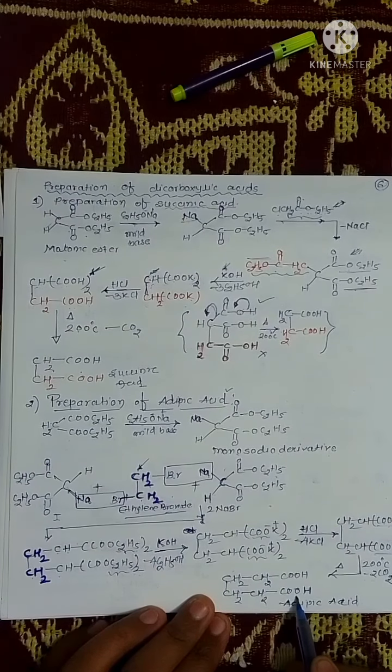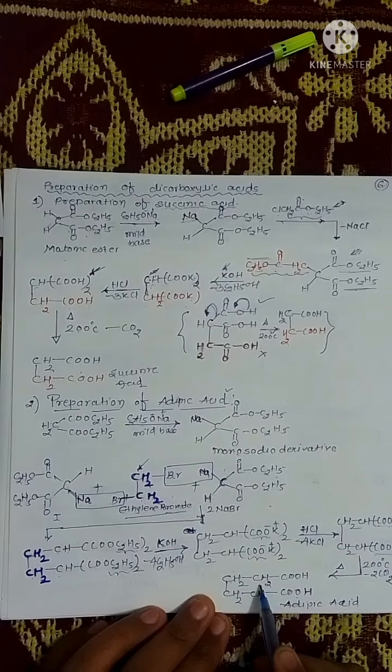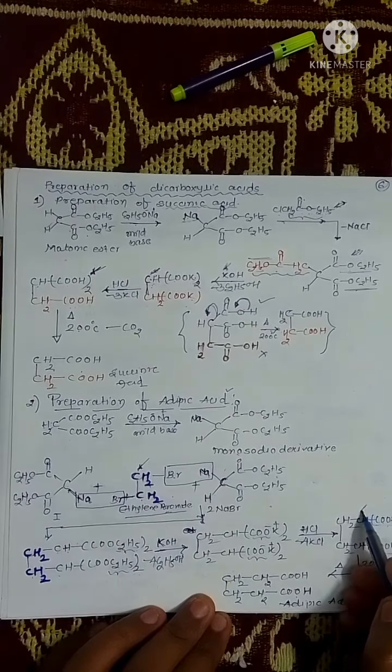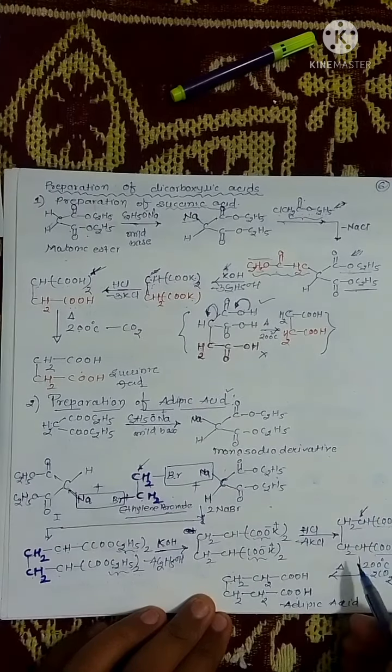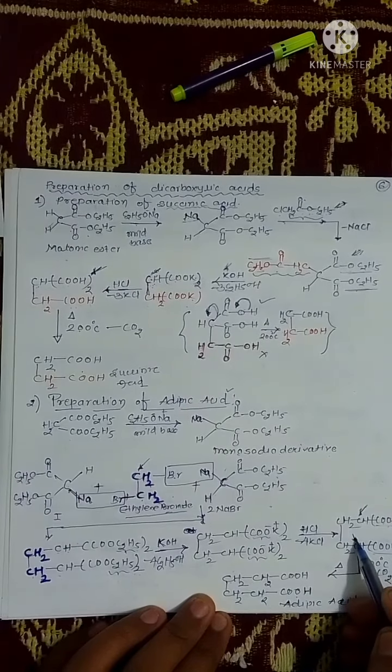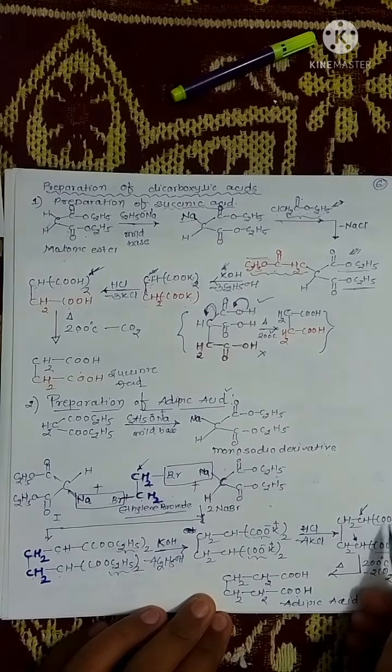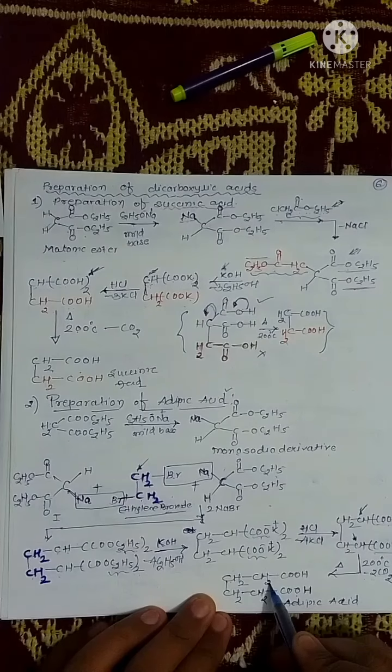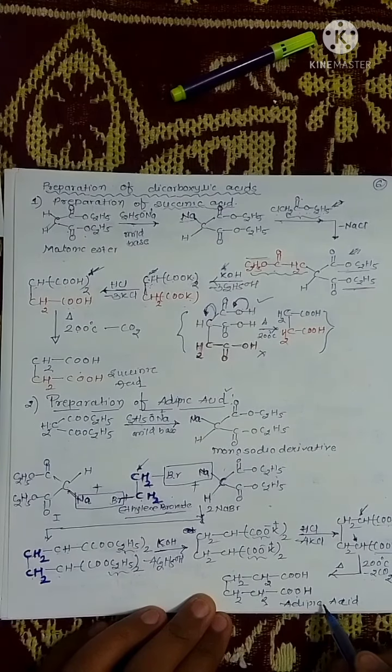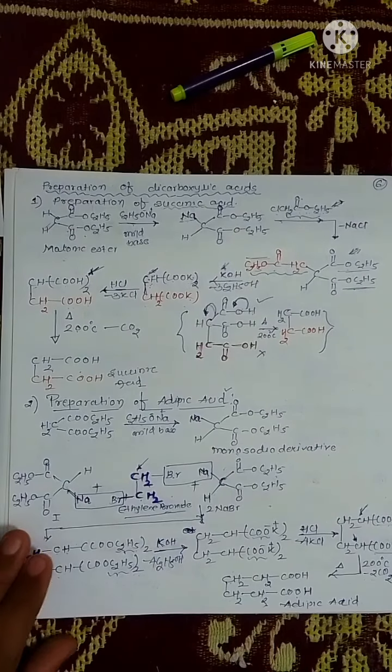We come up with the structure CH2 CH2 CH2 CH2 COOH COOH. Now the important thing, just see here, this is a carbon having only one hydrogen, but after decarboxylation one hydrogen comes here and one hydrogen comes here. This is the structure of adipic acid.